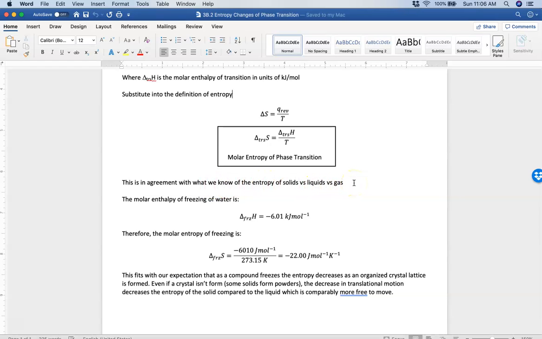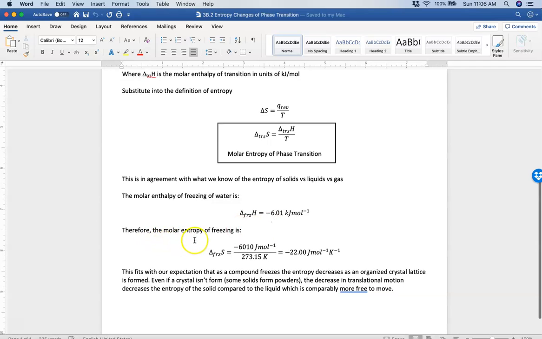So let's go back to our example of water freezing. If you look up online, or in a textbook, or in some of the government published data, the molar enthalpy of the freezing of water is just going to be equal to negative 6,010 joules per mole. The sign is negative because as something is freezing, it must be giving off heat as it lowers its enthalpy as it transitions from a liquid to a solid, right?